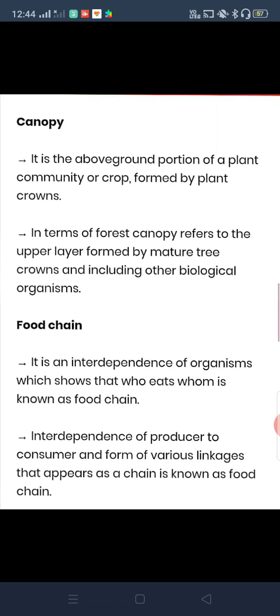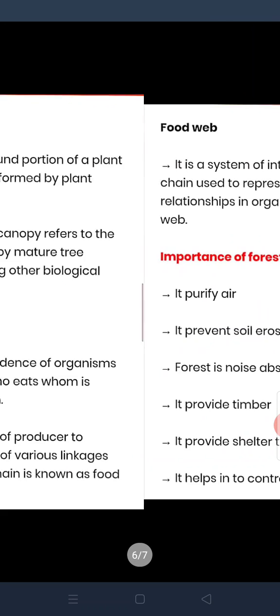Food chain. It is an interdependence of organisms which shows who eats whom. What is a food chain? It is a chain showing the interdependency of animals on each other. Like herbivores depend on producers, that is plants, and then carnivores depend on herbivores, and then carnivores are the top consumers. The interdependence of producer to consumer, forming various linkages that appear as a chain, is known as a food chain. So this is the chain in which many living organisms depend on each other for food and energy.